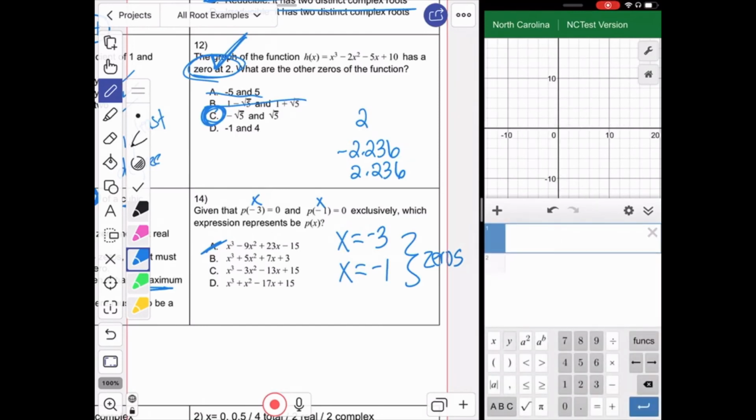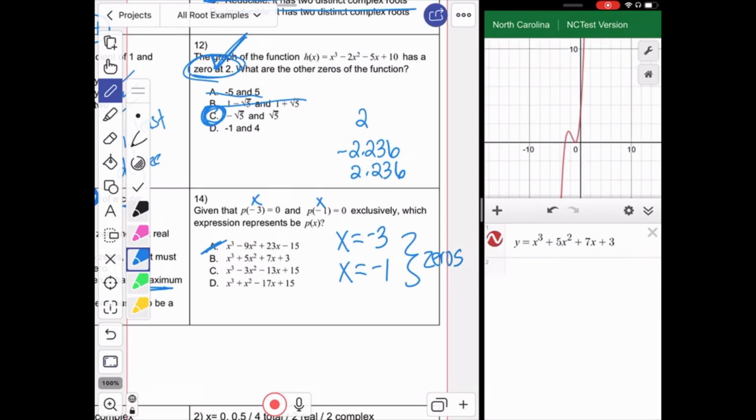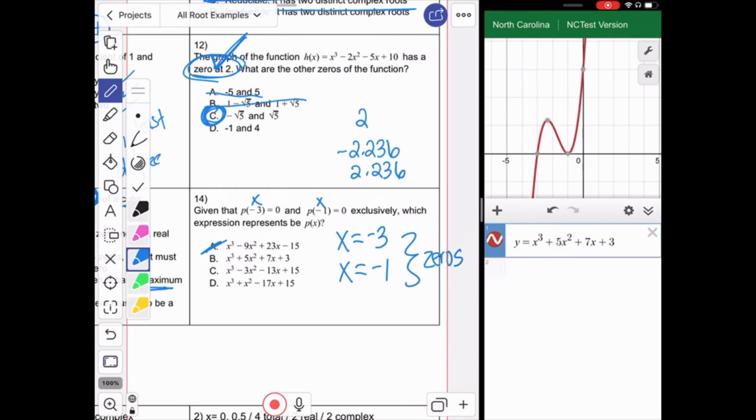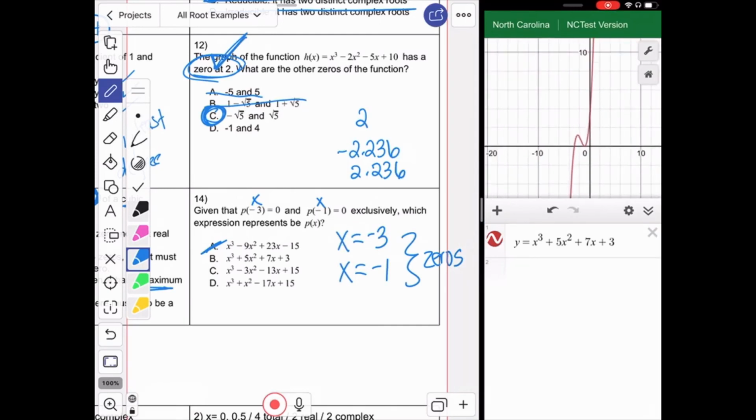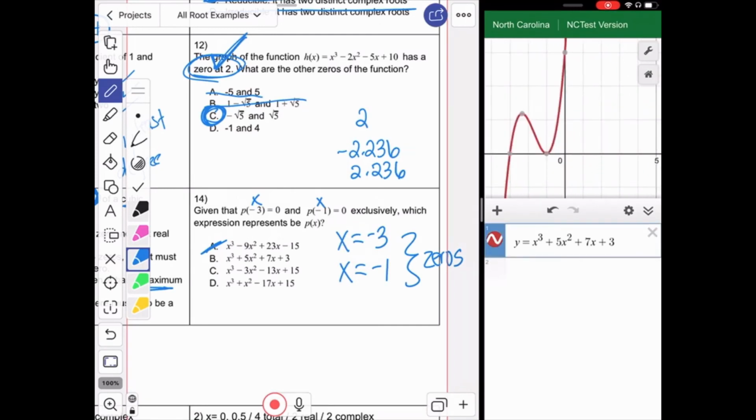All right, so my next one. All right, so I'm looking here. I have a 0 at -3, so that is true. I have a 0 at -1. That is also true. I don't have any more zeros here because there's multiplicity. So therefore, the answer for that one is B.